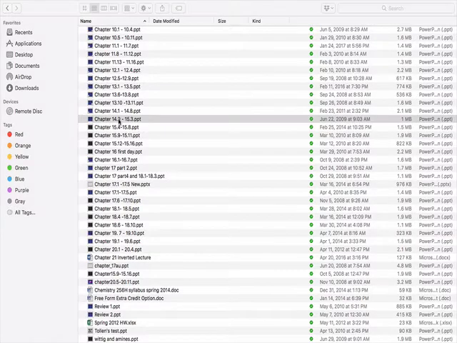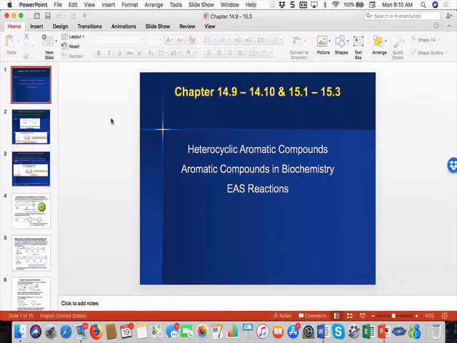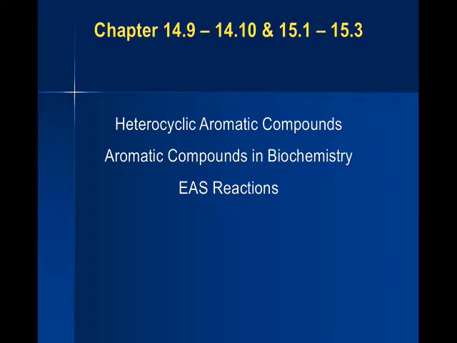All right, whatever we get through today on these slides is what we will be held accountable for on the exam. So today we're going to continue to talk about aromatic systems. But we're going to talk about some heterocyclic aromatic compounds, that is, aromatic molecules that have heteroatoms in them. Not everything has to be a pure hydrocarbon.